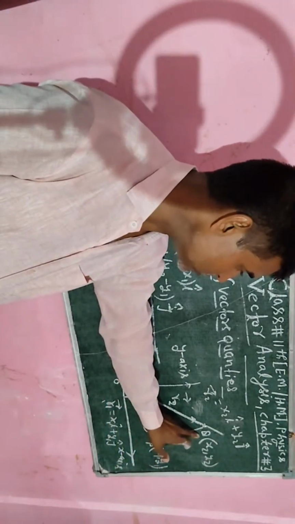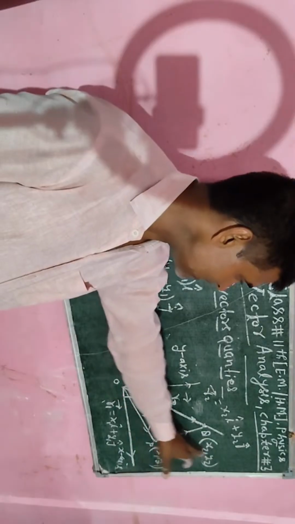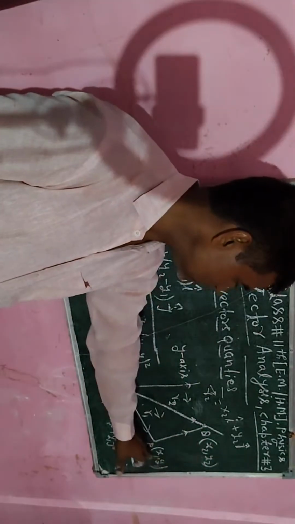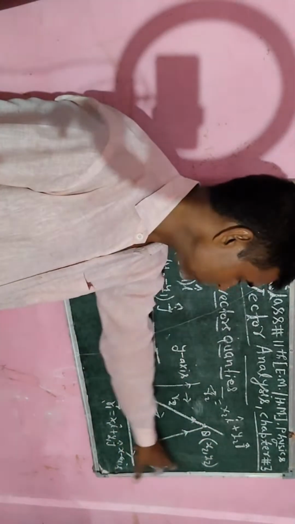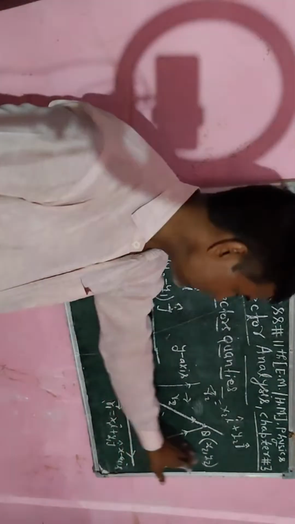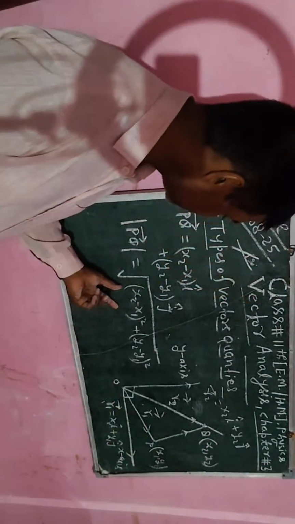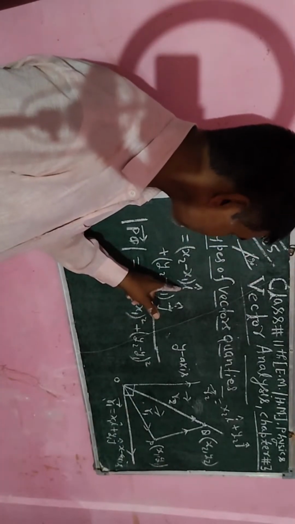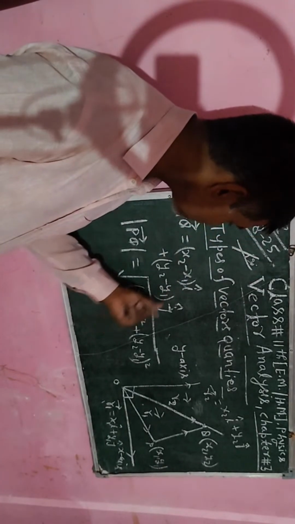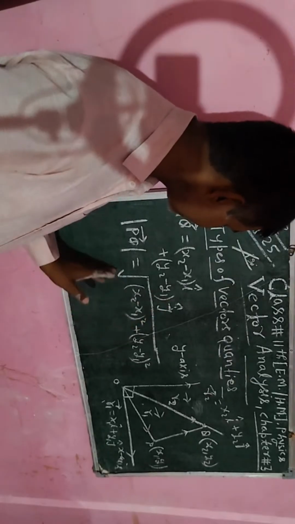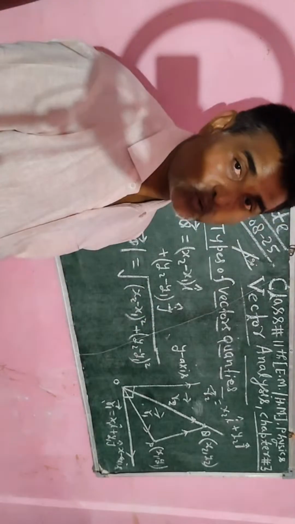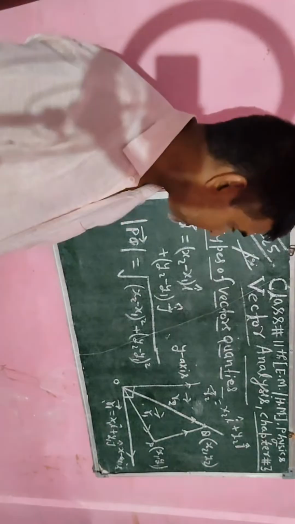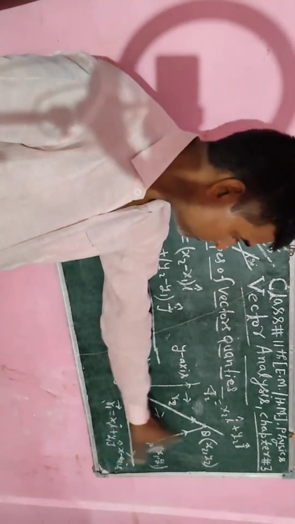So we can subtract: vector PQ is (x2 minus x1) vector i plus (y2 minus y1) vector j, and then we will take its magnitude by using this concept: the coefficient of vector i whole square plus the coefficient of vector j whole square, and then I will take its square root. Okay, this is the required concept of vector PQ.